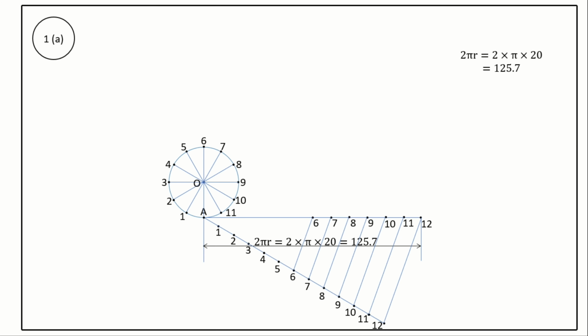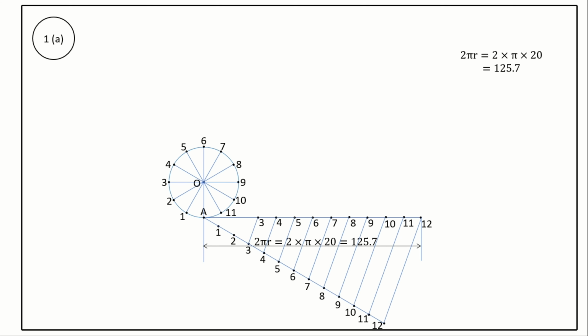Again, from point 5, draw parallel line. This line cuts the horizontal line at point 5. Again, from point 4, draw parallel line. This line cuts the horizontal line at point 4. Then, from point 3, draw parallel line. This line cuts the horizontal line at point 3.